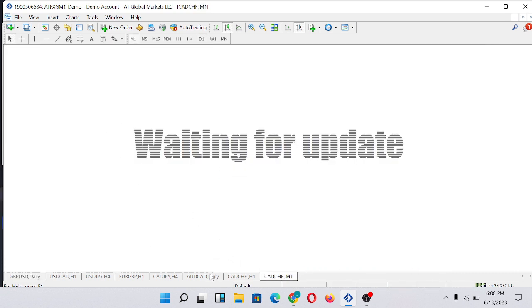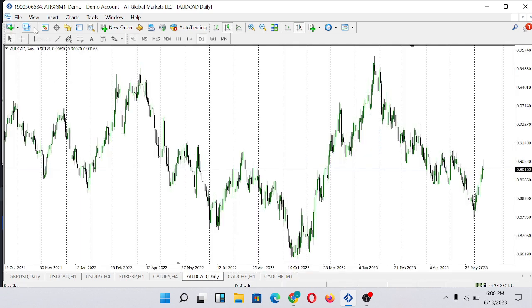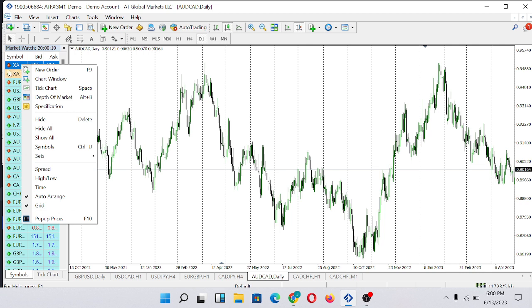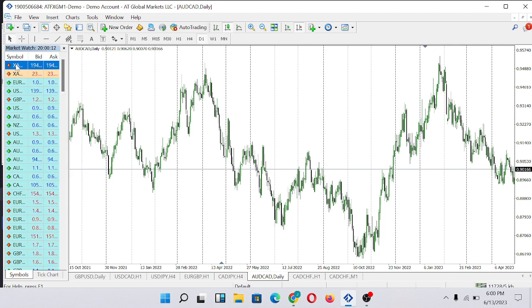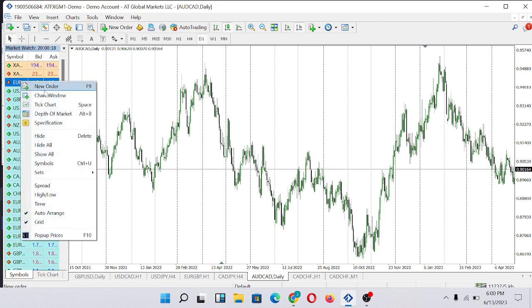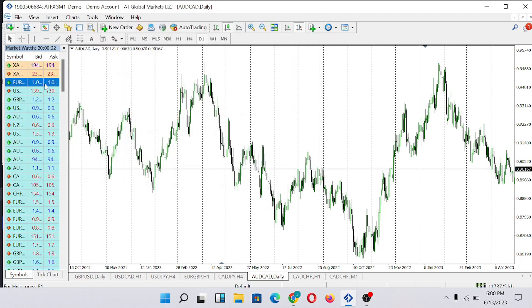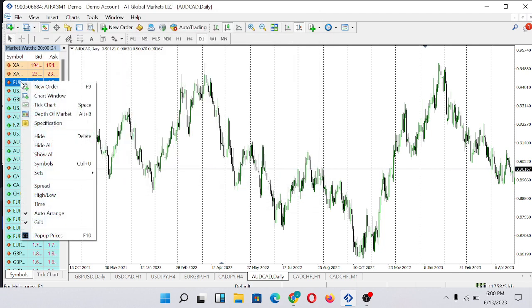So whatever pair you want to trade, whatever pair you want. I know there are some people who actually love trading just a particular pair. They love trading a particular pair.